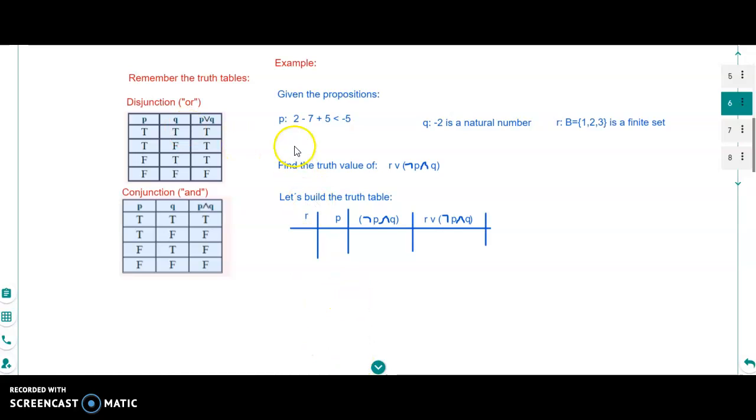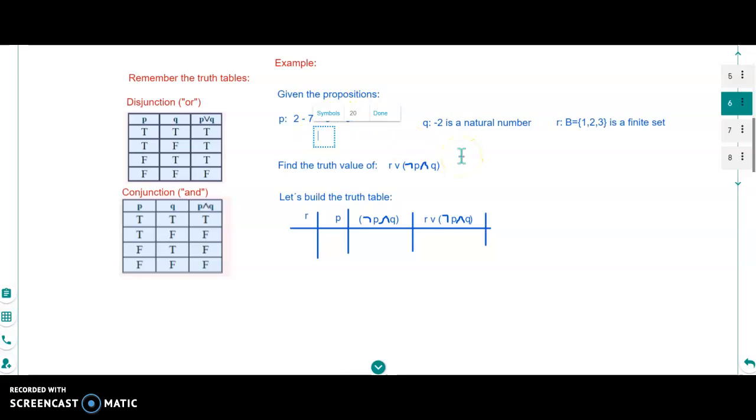Let's start with the proposition P. We're going to find the truth value of P: 2 minus 7 plus 5 is less than minus 5. Let's see if that's true or false. 2 minus 7 makes minus 5, plus 5 makes 0. It says that 0 is less than minus 5, and that's false, because 0 is greater than minus 5. It's more to the right compared with minus 5, so it will be false.